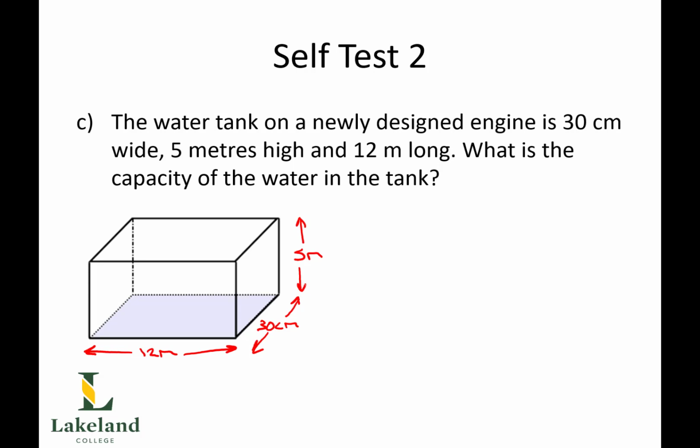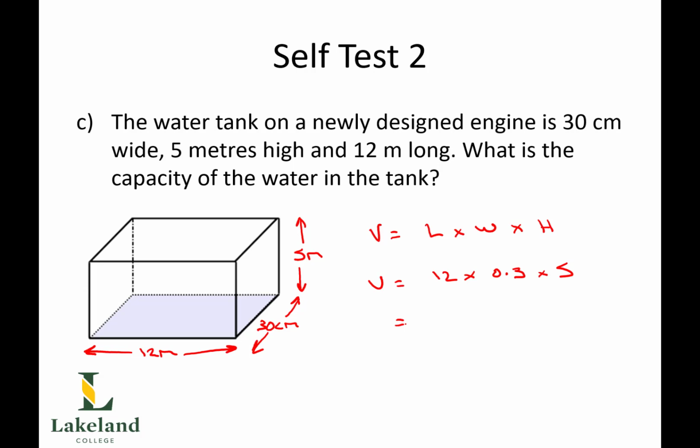So this is a basic straightforward question where our volume is equal to length times width times height. However, all of our dimensions are not in the same unit. That is, we've got a centimetre one thrown in there. So we need to convert that centimetres to metres. So it's going to be 12 multiplied by, there are 100 centimetres in a metre, so 30 centimetres is 0.3 metres. Or if you prefer, that's 30 times 10 to the minus 2. Then times that by 5.